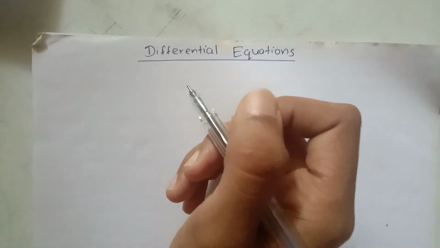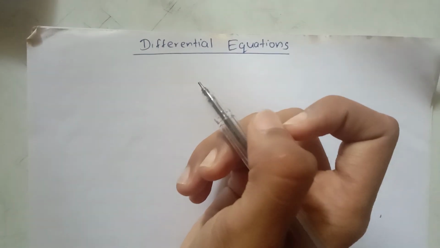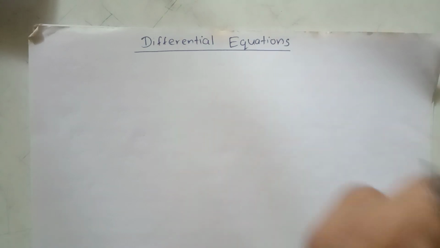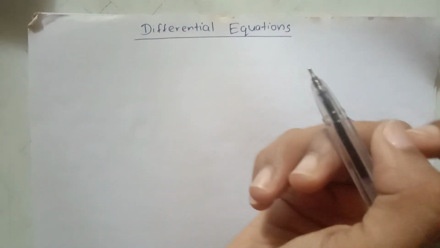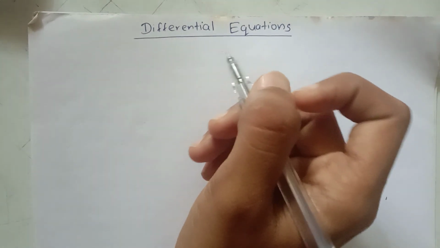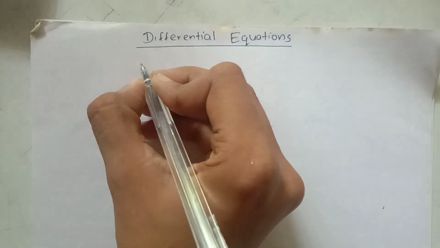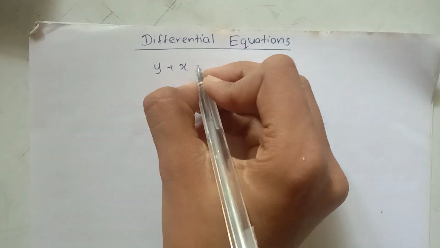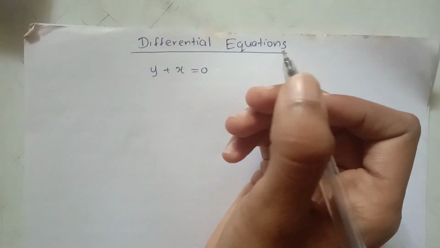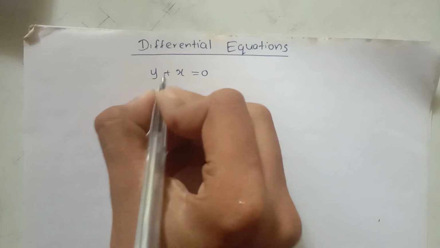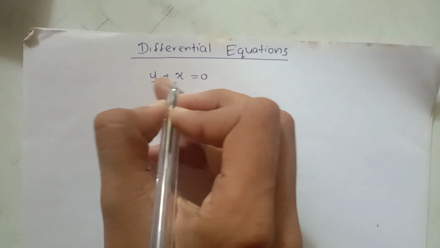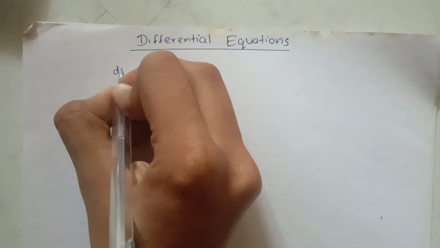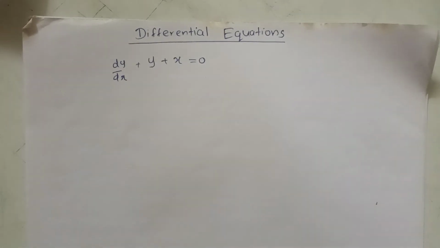Differential equations. What is a differential equation? A differential equation is a mathematical equation that involves functions and their derivatives. We have seen equations like this, but a differential equation involves functions and also their derivatives, which means something like this.